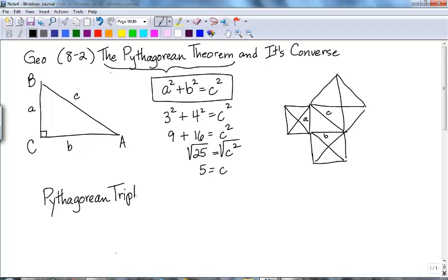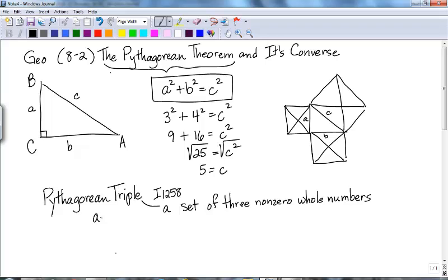Now, most people have talked about the Pythagorean theorem, but they've not talked about the Pythagorean triples. If you look on your iBook on page 1258, you'll see the Pythagorean triples. A Pythagorean triple is a set of 3 non-zero whole numbers. So they're not going to be any fractions. Remember, whole numbers start 0, 1, 2, 3. Okay, A, B, and C.